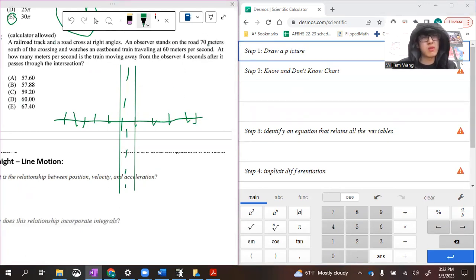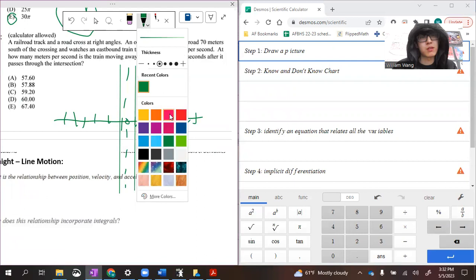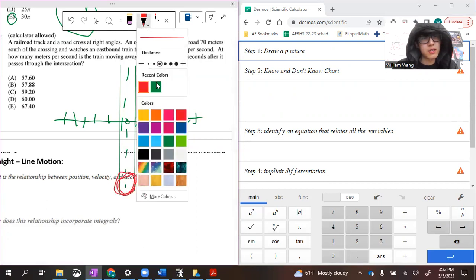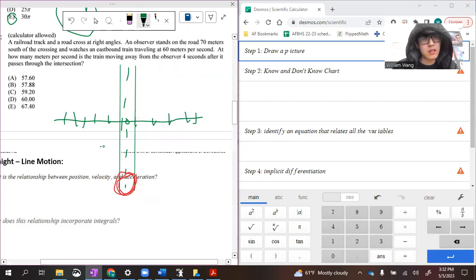An observer stands on the road 70 meters south of the crossing. Okay, so the crossing's right here, 70 meters south. Let's say this person, I'm going to make this person red. He's standing 70 meters south, so he's standing right there. All right, and watches an eastbound train. So east is this way, traveling at 60 meters per second.